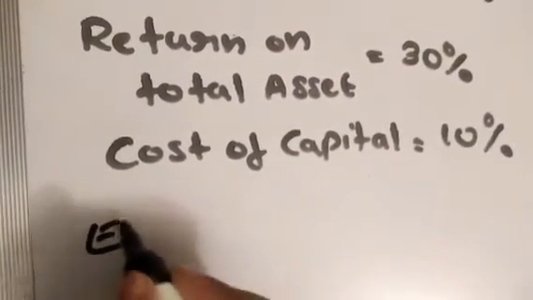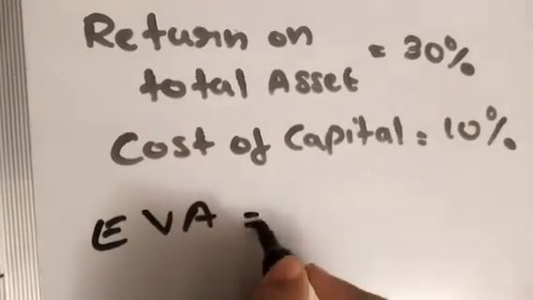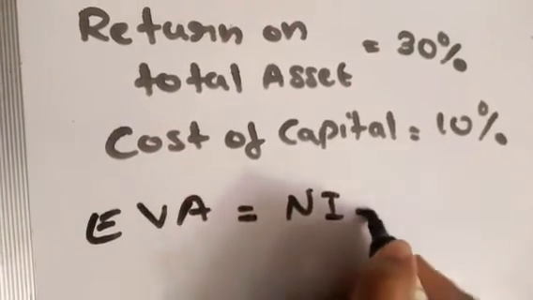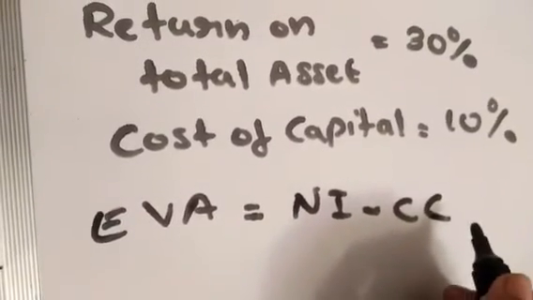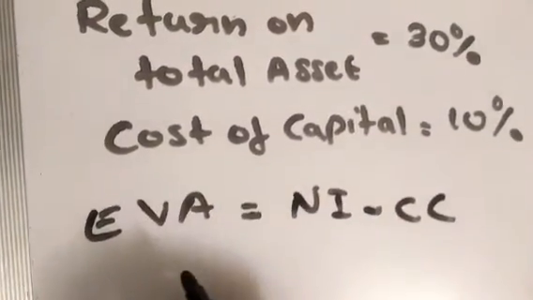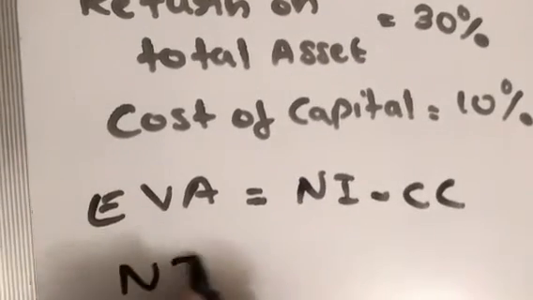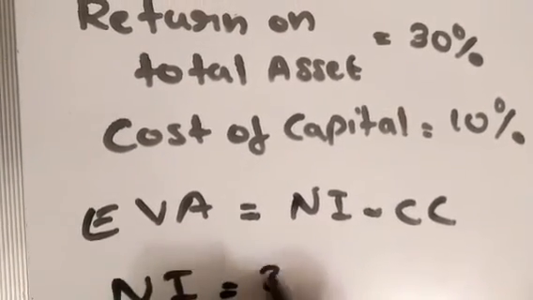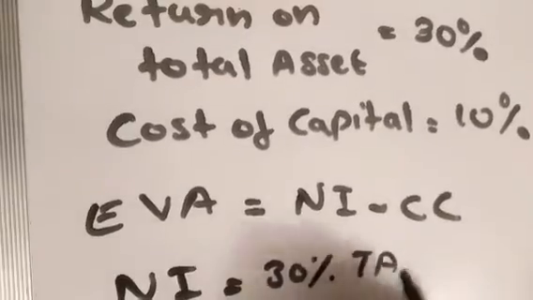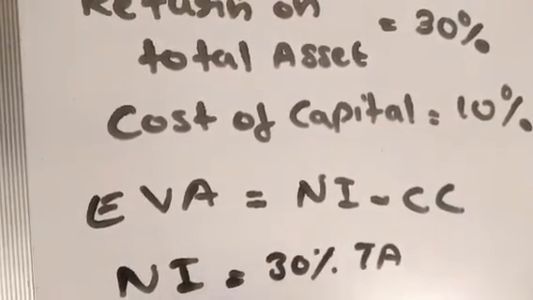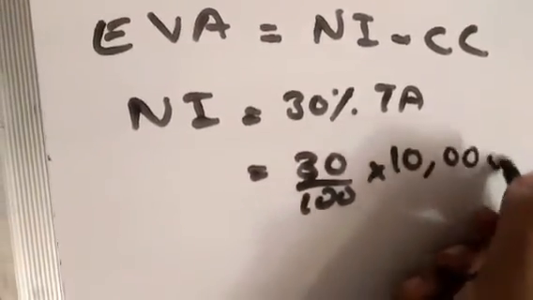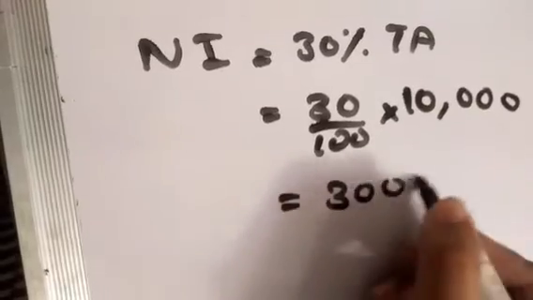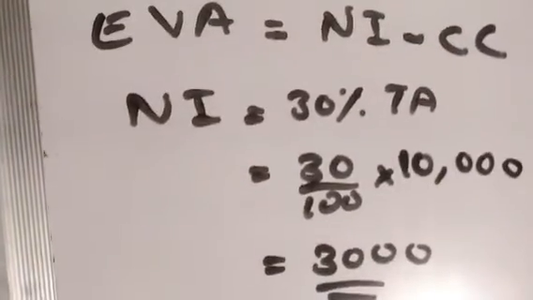As we all know, economic value added, EVA, is equal to net income minus capital charge. We can use this formula to calculate the EVA. So the net income is equal to 30% of total asset, that is 30 divided by 100 into total asset 10,000. So 30% of 10,000 gives 3000. Okay, 3000 is the net income.